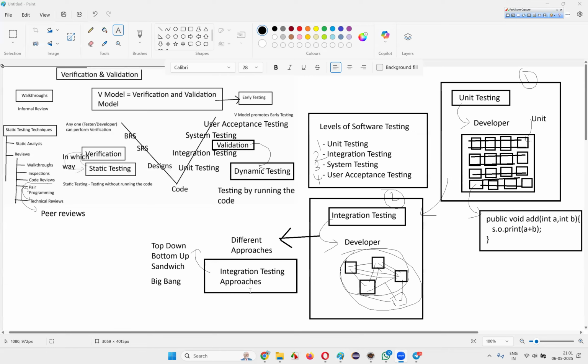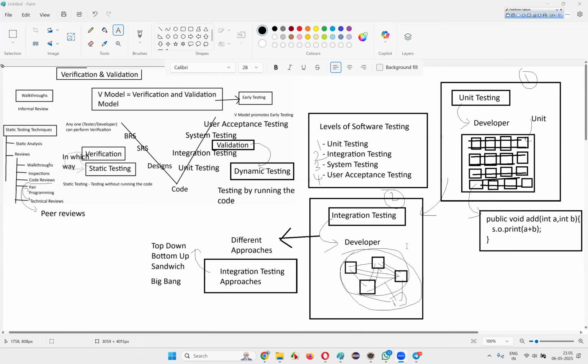There are different approaches followed. Why do different approaches need to be followed? Which unit is to be combined with which unit? There should be an approach, right? How you are combining the units, there should be an approach. How you are integrating the units to perform the integration testing, for that, approaches will be there. What approach you are following? Generally there are four approaches here: top down, bottom up, sandwich, and big bang, which I will cover in depth in tomorrow's session.